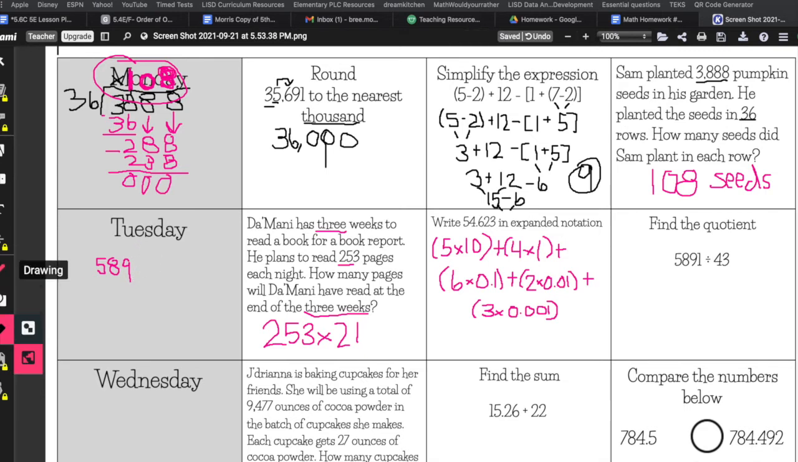Okay, here we go. 91 divided by 43. Cheat sheet. To 43.